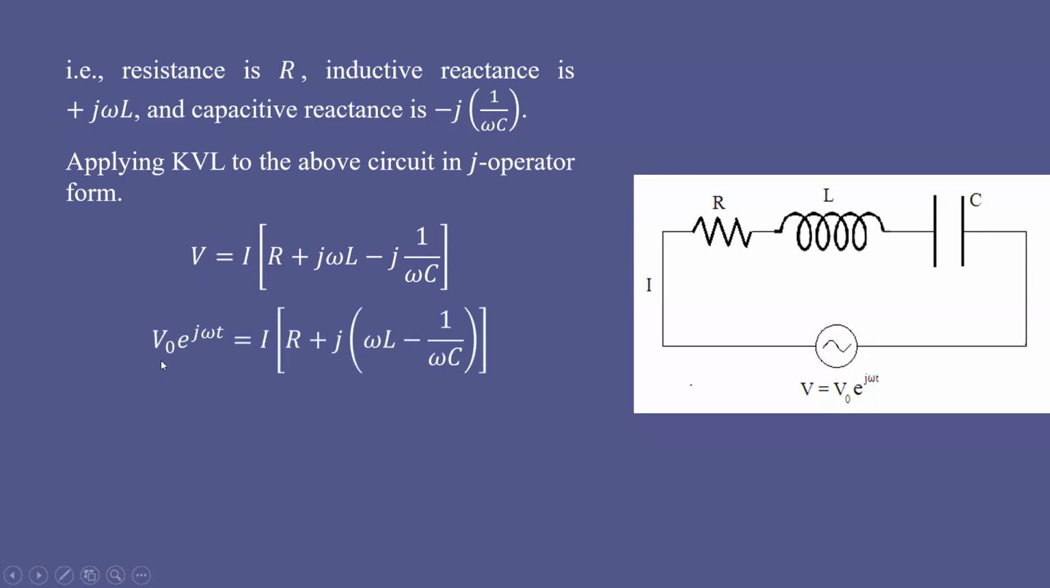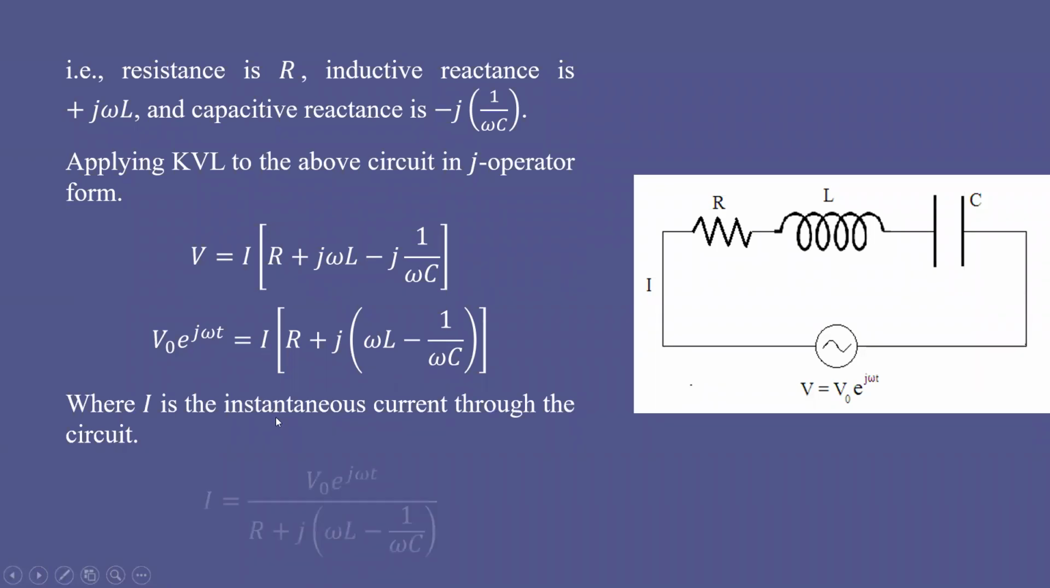V is given by V naught into e to the power j omega t, that is the voltage represented in complex number representation, equal to I into total resistance. And here j is taken as a common factor. You will get I into R plus j into omega L minus 1 by omega C. This is the total resistance of the circuit. Therefore, this current I will be equal to, and here I is called the instantaneous current through the circuit, the current at any time t.